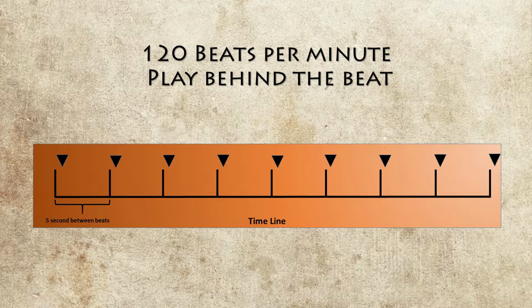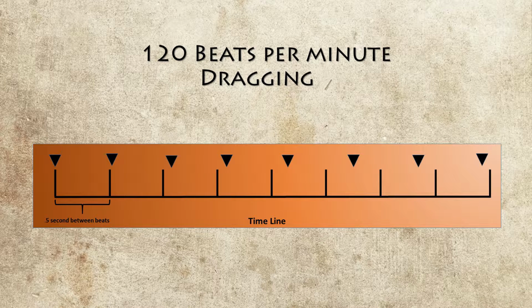If I play just after each beat, behind the beat, the graph looks like this, and this is how it sounds. This should not be confused with dragging the beat. Playing behind is just slightly out of phase with the beat, but maintains that phase difference. But dragging gets further and further behind the beat and leads to a new tempo.